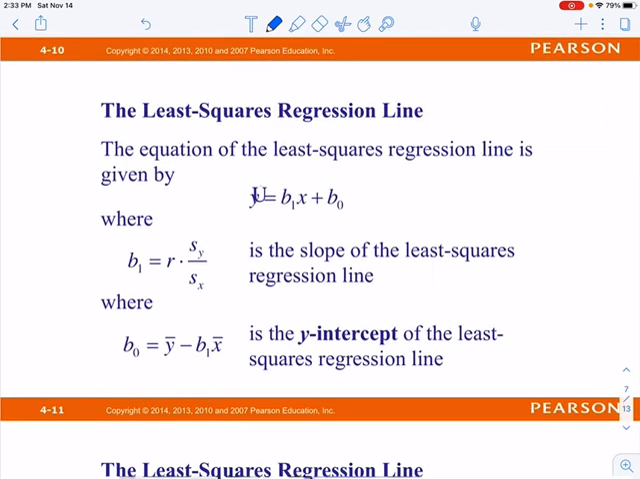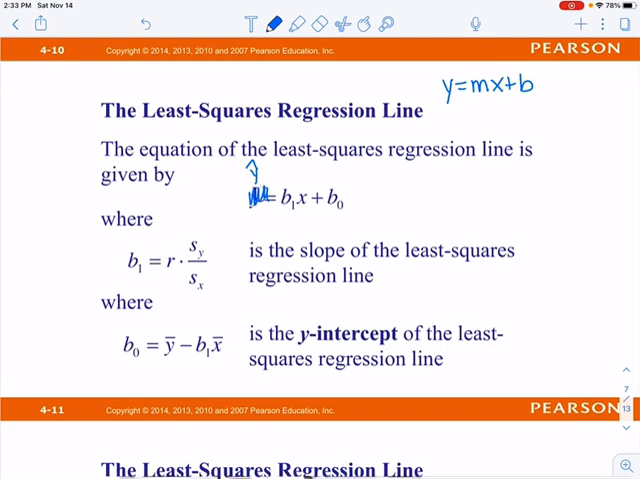Okay, so the least squares regression line. You can find this information directly in the calculator, but we're going to find some of the information by hand first before we use the calculator completely. This should say y with a hat. The equation of a linear regression line is given by y hat equals b sub 1 times x plus b sub 0.